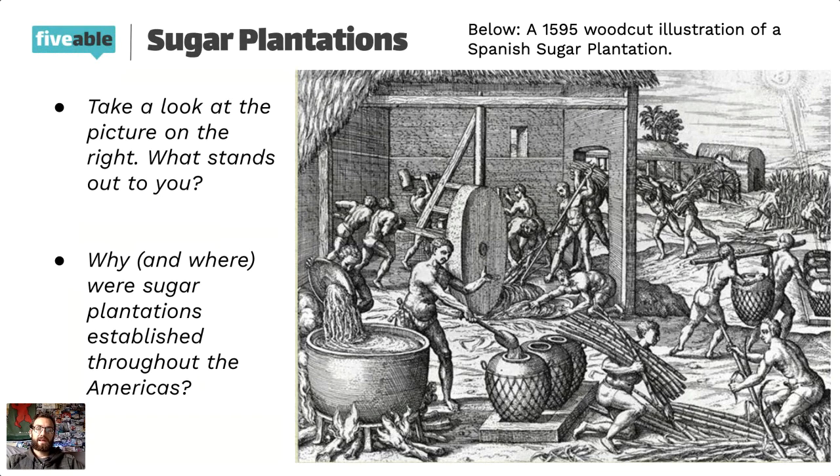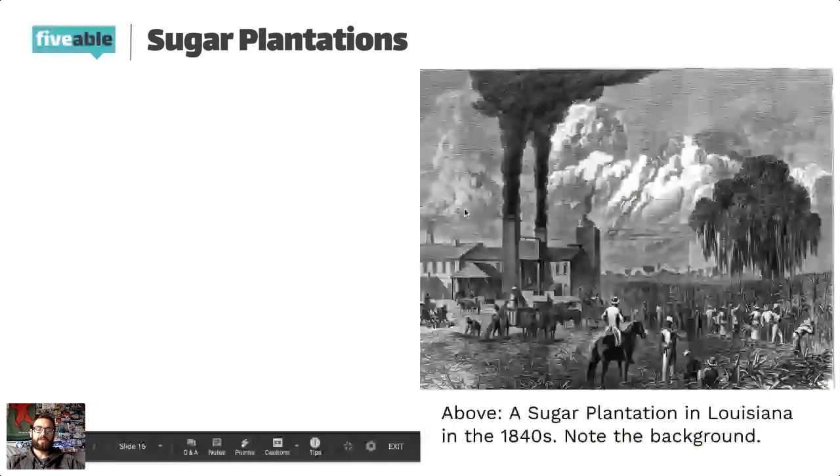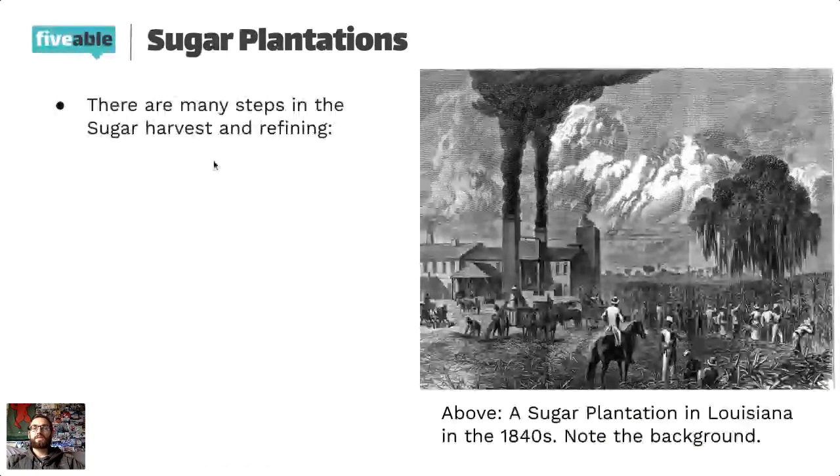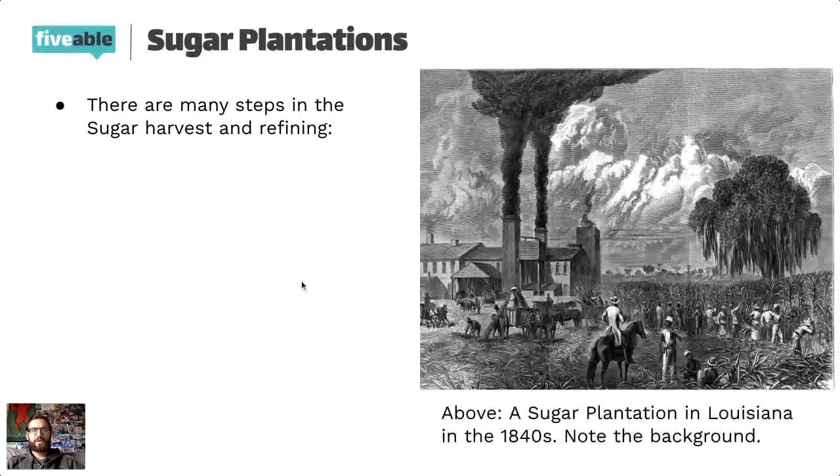So, a little bit about a sugar plantation. You can take a look at this picture to kind of get at what I'm getting at. So a sugar plantation would have all of the sugar growing, right? But it would also have a processing facility, right? And so in harvesting and refining sugar, there were many steps. First, you had to actually harvest the sugar, which was incredibly hard to do because sugar cane is very heavy and thick. So that's why you need a machete to harvest it.